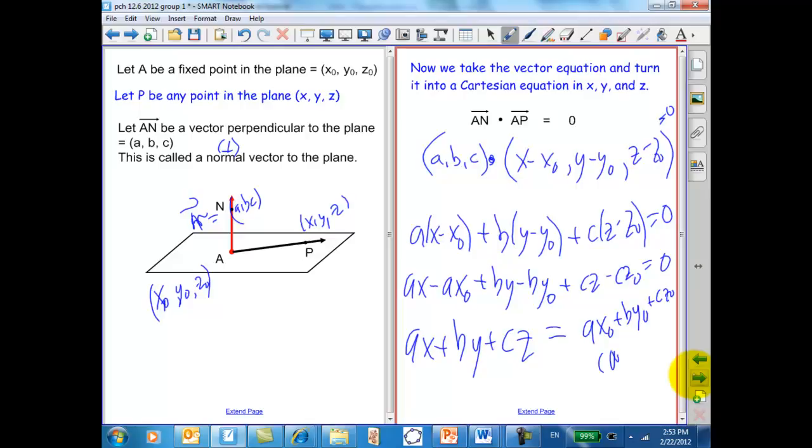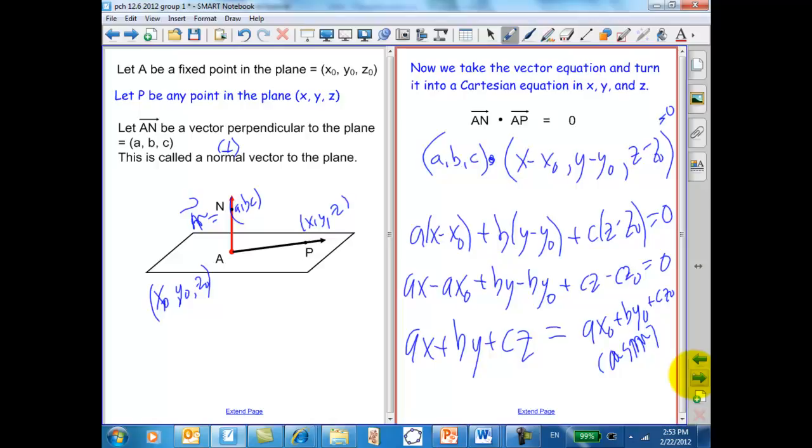But this is all just a constant, right? If we're given a direction vector for the plane that's perpendicular to the plane, a normal vector of the plane, and a point in the plane, a specific point, this will all end up being a constant. And now you've got your equation: ax plus by plus cz equals some constant d.